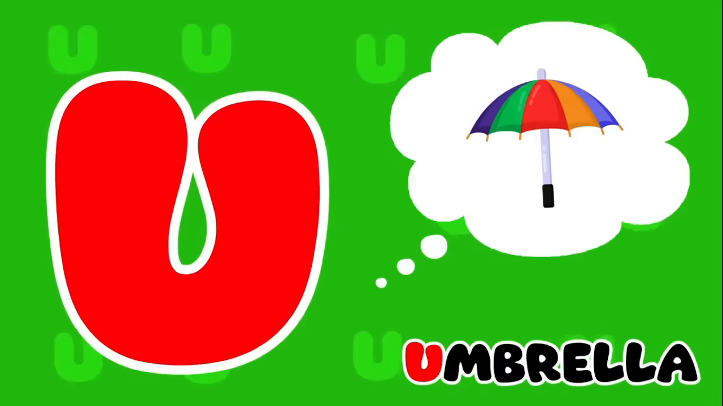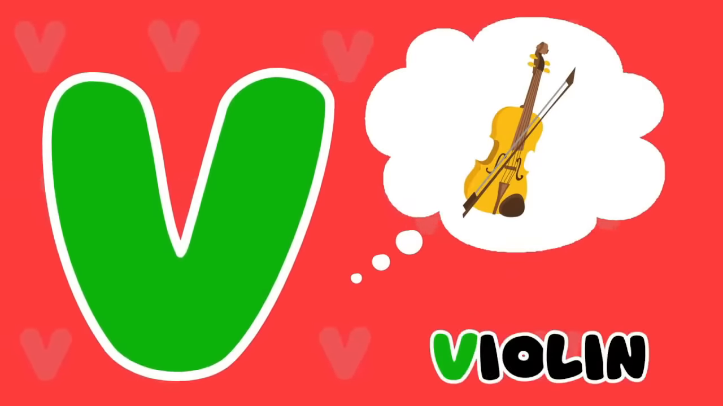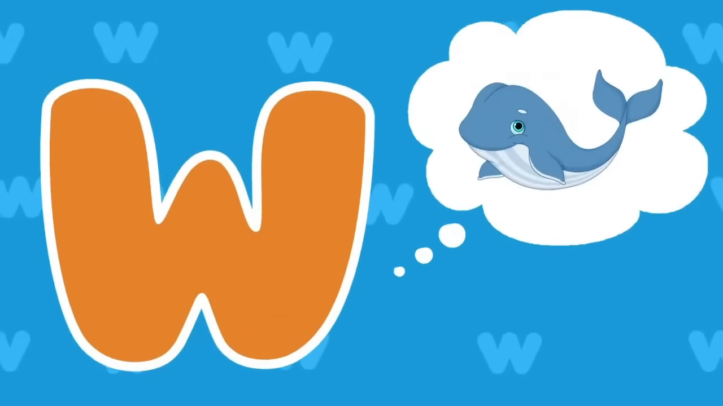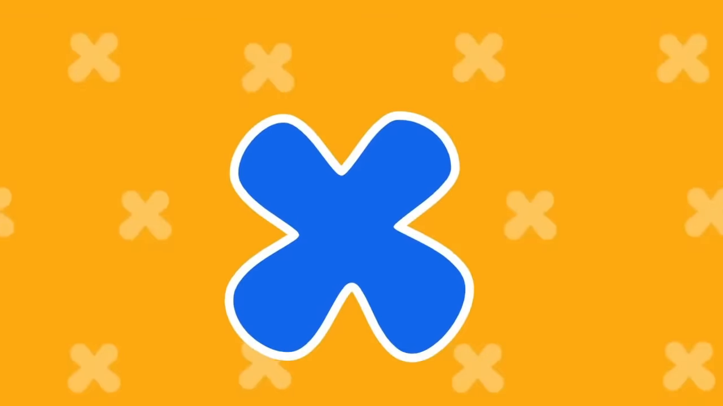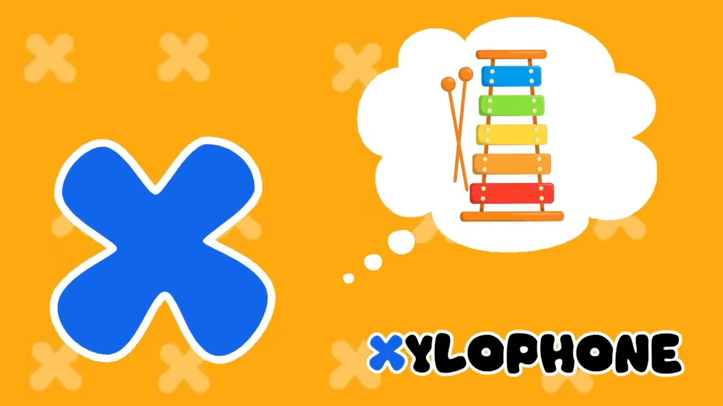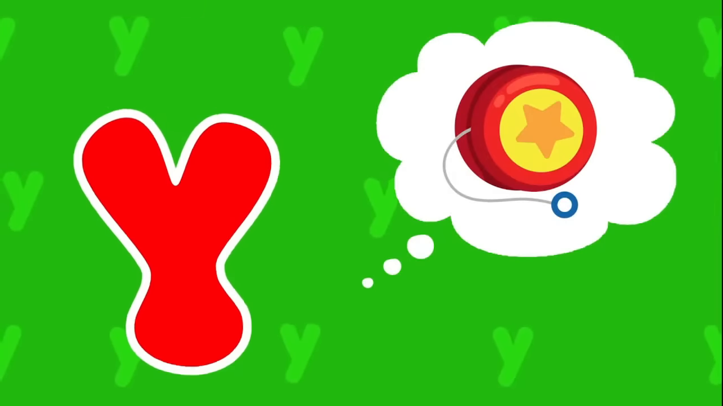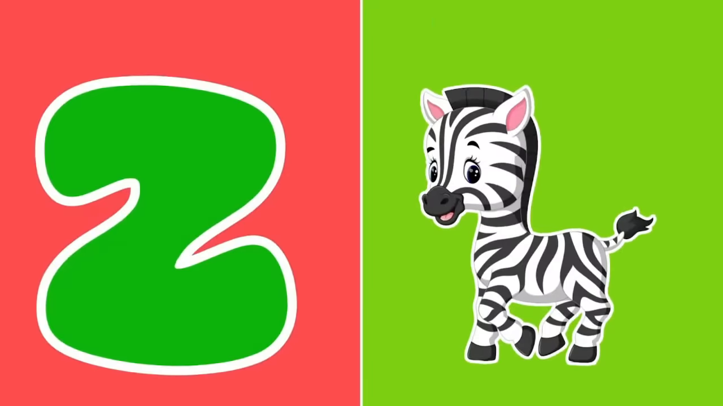U is for umbrella. U, umbrella. V is for violin. V, v, violin. W is for whale. W, w, whale. X is for xylophone. X, x, xylophone. Y is for yo-yo. Y, y, yo-yo. Z is for zebra. Z, z, zebra.